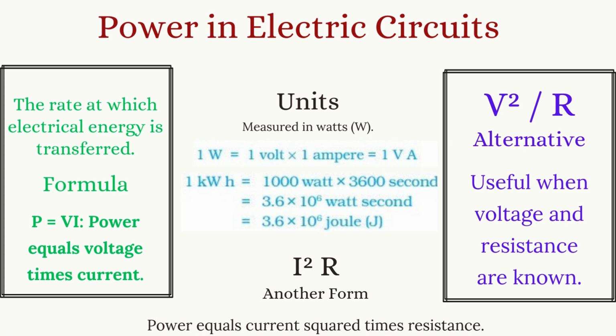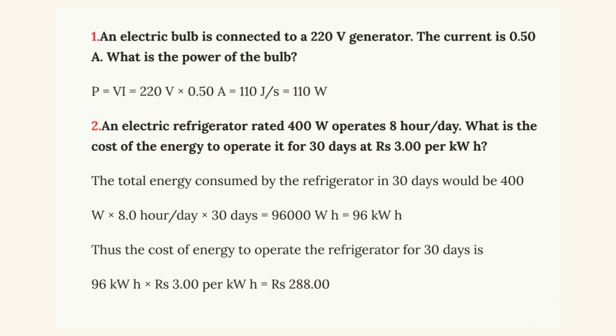Another form of the equation of power is I square R. Power equals current squared times resistance. Power in terms of voltage and resistance is V squared divided by R. Next, numericals of the topic power.